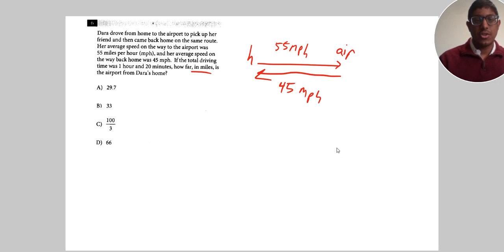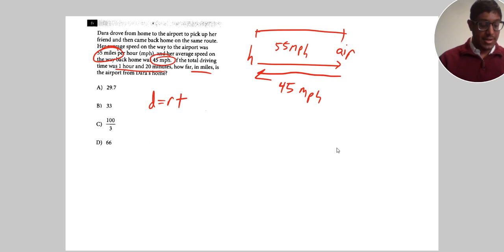So we know that we're talking about miles as a distance. We have a time here. We have two rates. So whenever those are mentioned, we know that the formula distance equals rate times time is going to be at play. And we know that we're only really talking about one distance, because the distance from her house to the airport is going to be the same regardless. So we'll just call it D, right?